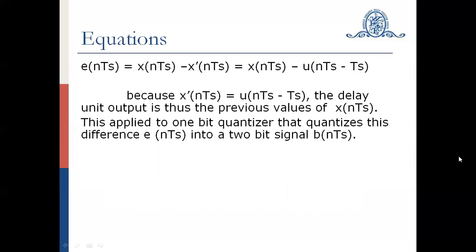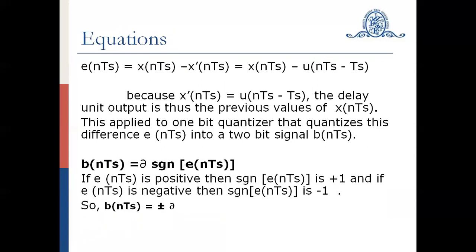So here, because X dash of nTs is equal to U of nTs minus Ts, the delay unit output is thus the previous value of X of nTs. This is applied to the 1-bit quantizer, that quantizes this difference E of nTs into a 1-bit signal, that is B of nTs. So let us see what is B of nTs.